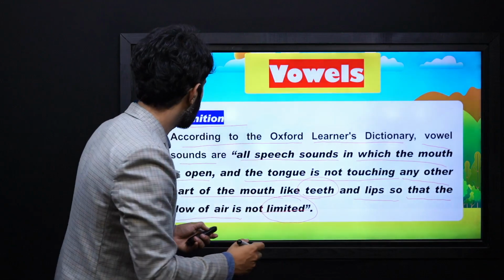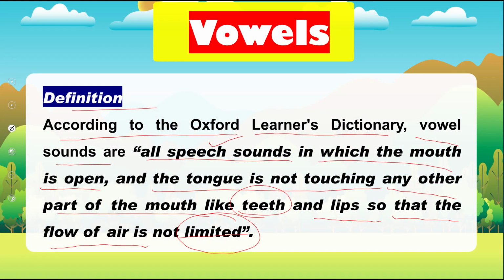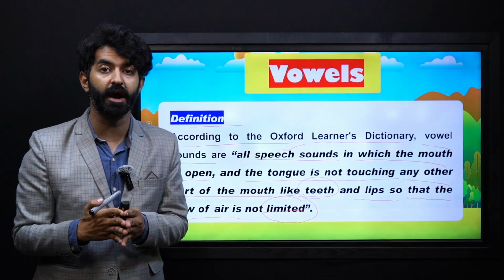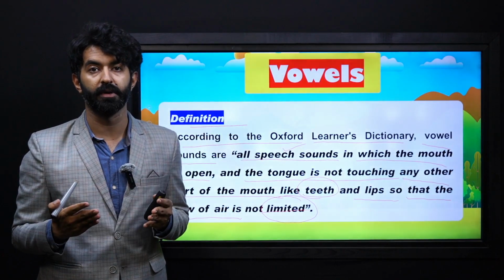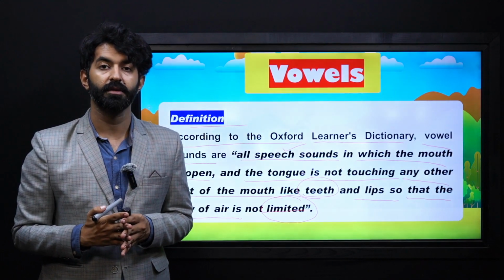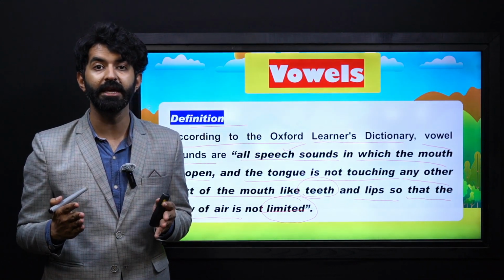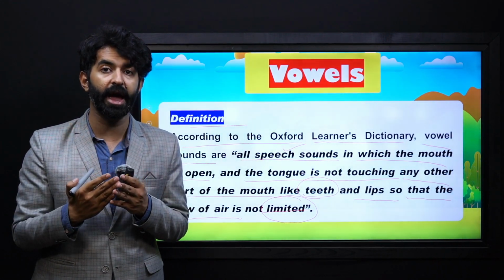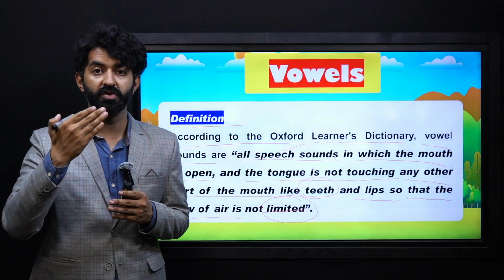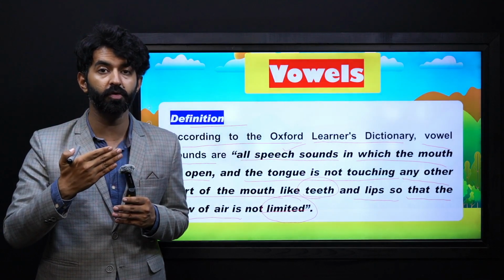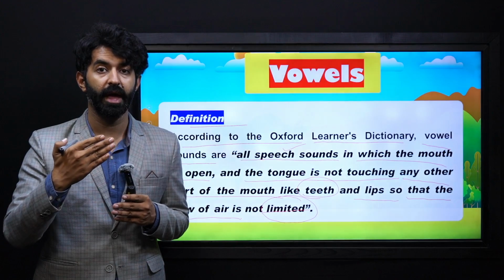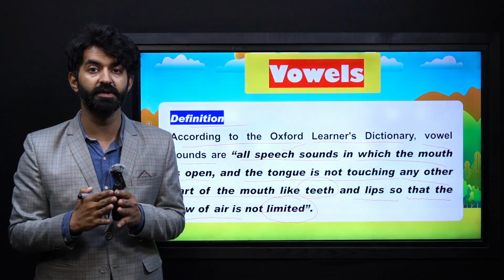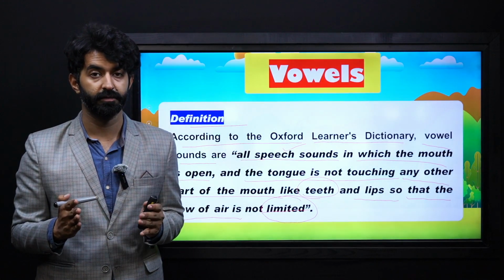We also learned that all speech sounds in which the mouth is open, so in articulating our vowel sounds, our mouth stays open. Like for example, in the sound of a or e or o or u, you can see that the lips are not touching and we have not restricted our mouth or our tongue for any kind of break or barrier. So this is how we say our vowel sounds.